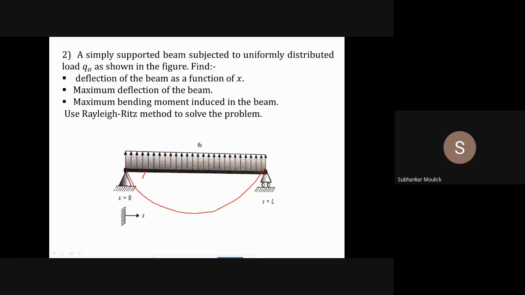This is the deflection. Say at this point the displacement is v1, at this point the displacement is v2, and at this point the deflection is v3. That means this deflection is continuously varying with respect to the length of the beam. So I can say that the deflection of the bar is a function of x, and that is what we need to find out.